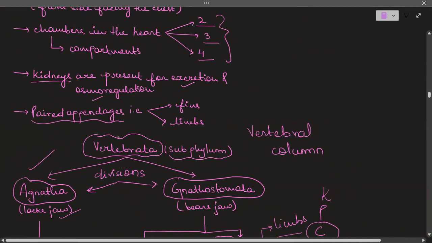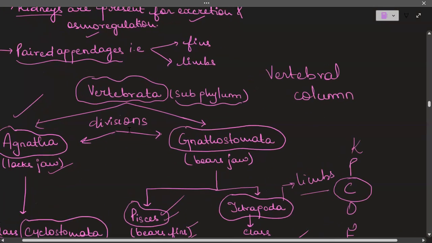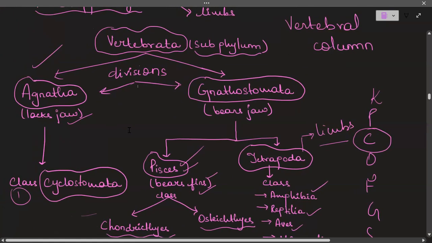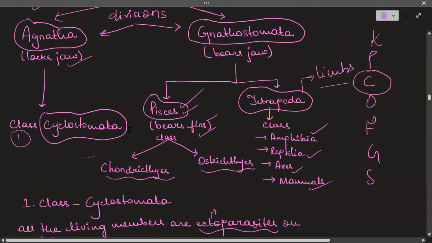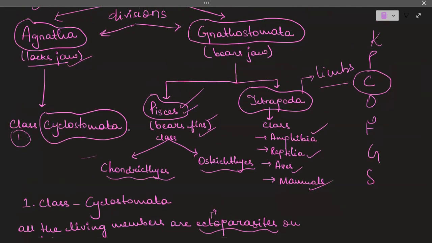Now, the subphylum Vertebrata has two divisions. We have Agnatha and Gnathostomata. Now, Agnatha are those organisms that do not have the jaw. They are jawless. Gnathostomata are the ones that have the jaws. Now, under the Agnatha, meaning the organisms that lack the jaw, we have the class Cyclostomata.